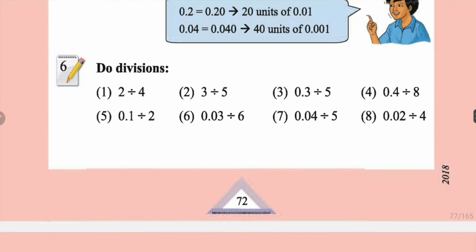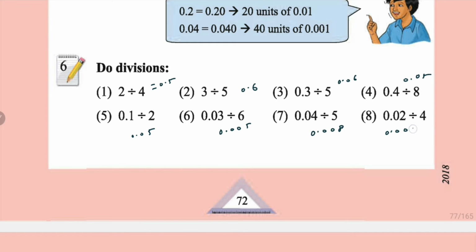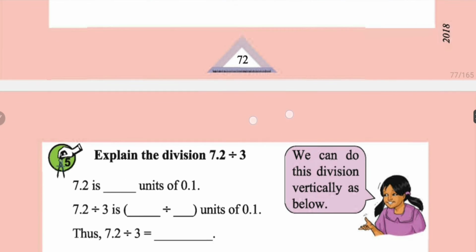He is correct. So what is 2 by 4? 1 by 2. 1 by 2 is 0.5. This is 0.6. This is 0.06. This is 0.05. 0.005. Is that correct? No. 0.05. What about this? 5. What about this? 8. What about this? 5. Right.